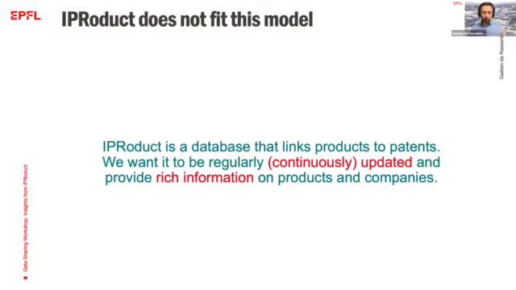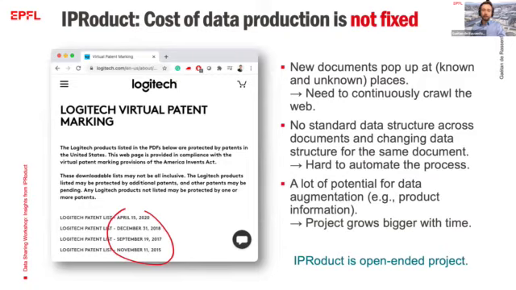And so let me be a bit more clear here on what I mean by non-fixed costs. Let's go back to the original Logitech virtual patent marking web pages. We have 3 different versions, so 4 different versions, right? So every month or every week or every 6 months, we need to revisit these pages potentially to collect the new data. So new documents pop up regularly at known places.